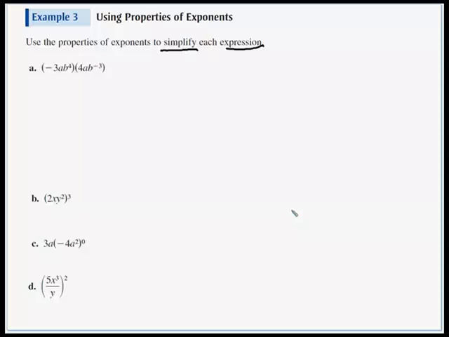I like to look at these piece by piece. Let's first look at the numbers. Negative 3 times 4 is negative 12. Next is a to the 1st times a to the 1st. Well, that's a squared. Add the exponents when you multiply like bases. Then we have b to the 4th times b to the negative 3rd. So we are going to have a b, and our new exponent is 4 plus negative 3, or 1st power, which we don't even really have to write on there. So we have negative 12, a squared, b to the 1st, and that's as simple as we're going to make it.